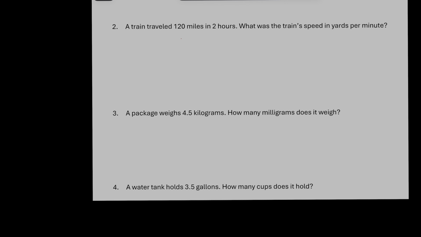Okay, here we have that a train traveled 120 miles in 2 hours. Again, make sure you write all that stuff down. What was the train speed in yards per minute? Well, now I've got to change both. I've got to get miles to yards and I have to get hours to minutes. But that's okay. We can do multiple things on one problem.